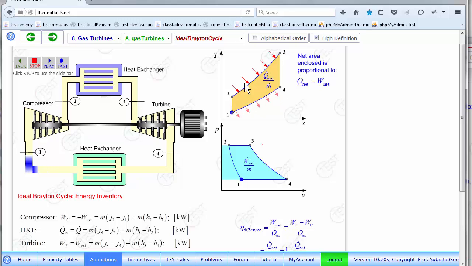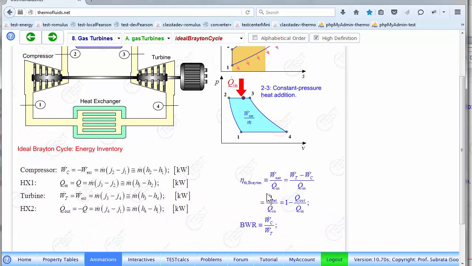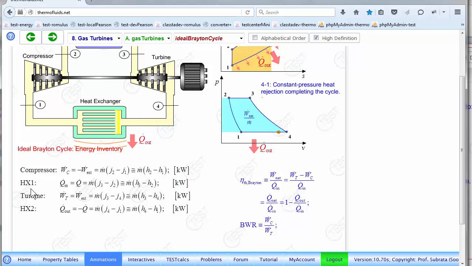The net area inside the TS diagram or the PV diagram represents the net work or net heat transfer, which are equal, and the thermal efficiency is given by the net work divided by Q dot in and given by this following formula. Again, as you go over the animation, you'll find the formulas that we have derived: compressor work, heat exchanger 1, Q dot in, turbine power W dot T, and heat exchanger 2, where Q dot out takes place.